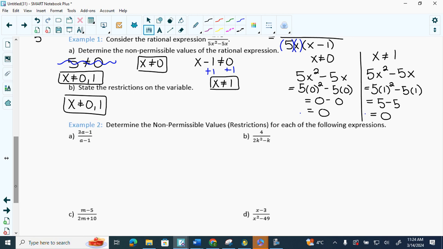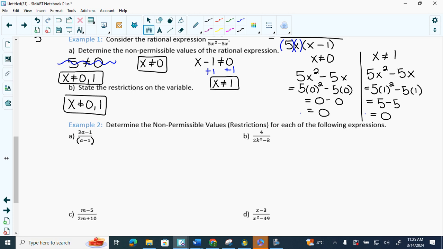So let's look down at example 2a. Determine the non-permissible values, restrictions, of the following. Do I care about the numerator at all if it just asks for restrictions? No, because the numerator can be any number. It doesn't matter. It's just my denominator. I have a minus 1. Can I take anything out of a minus 1? Is there any GCFs, difference of squares? Nothing. No. And the a minus 1 is attached, correct? By super glue. Remember, a minus 1 and a plus 1 is super glued. So the a and the 1 are super glued together. We agree?